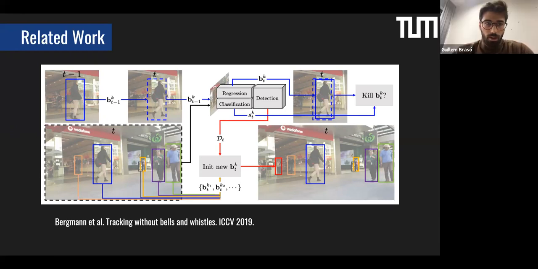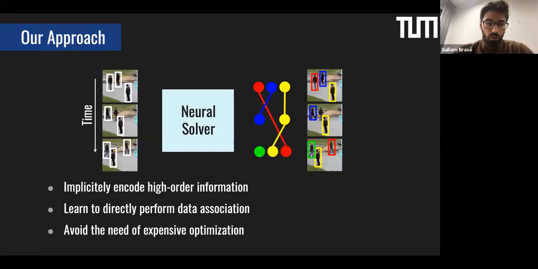Okay. So now moving on to our approach. The high-level idea is that we want to have a network that can somehow encode high order information among detections. Instead of relying on the two-step process I was talking about before, where first you do feature extraction and then you do optimization, we want to do everything at the same time. We want to have our input sequence and then directly predict the links that will be joining them.